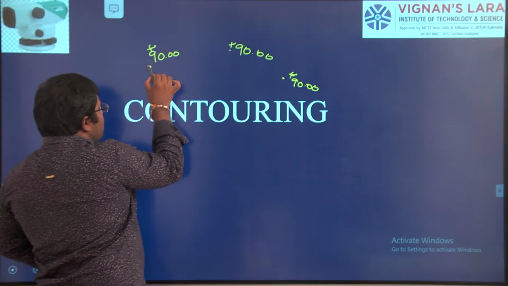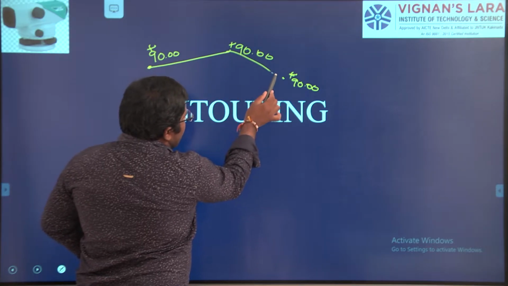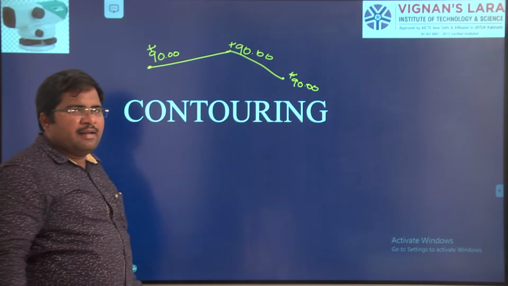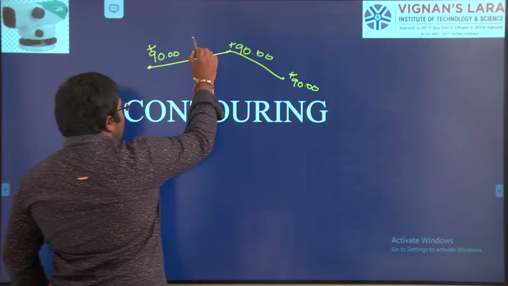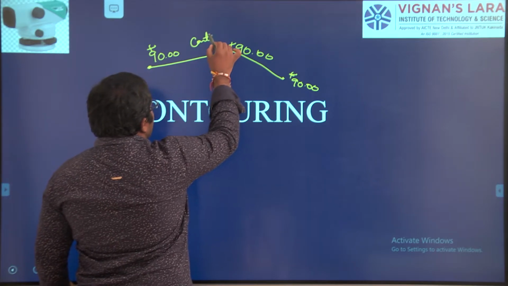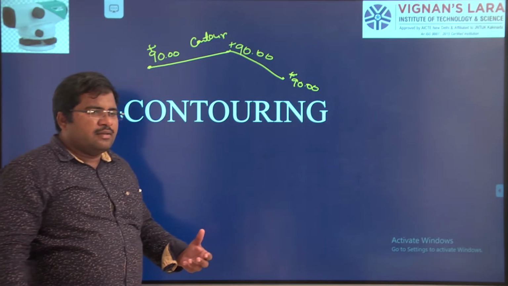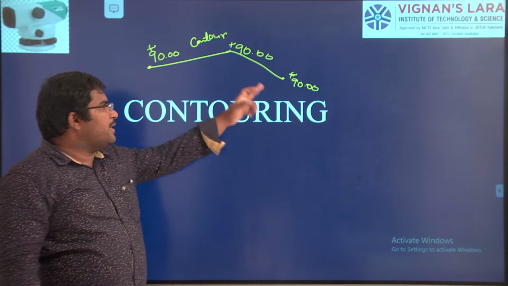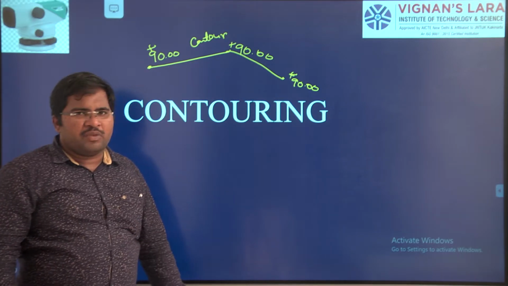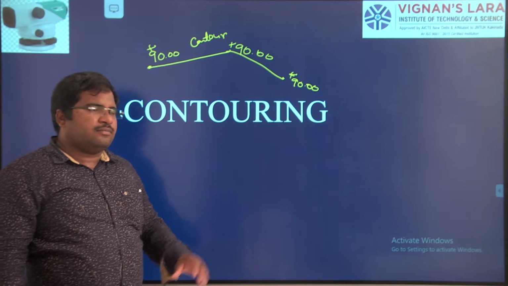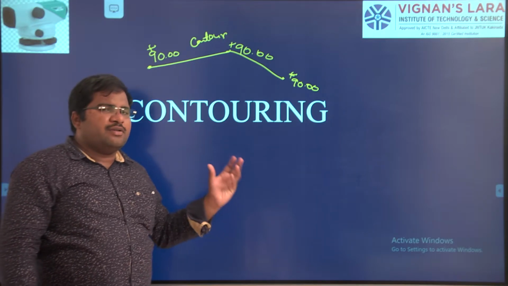So if you join the lines having the same value of level, that line is called a contour. The process involved in drawing or establishing the contours is called contouring. So we know what a contour is and what contouring is, and why we need to study this.